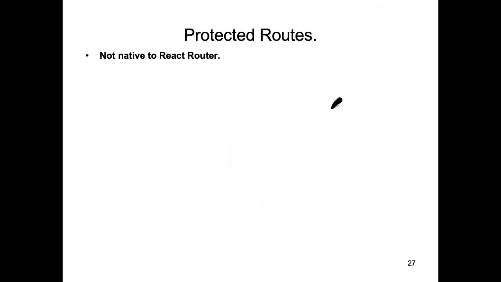So the inbox page and the profile page were protected routes, but there's no actual way of implementing protected routes or private routes using the React Router library. It just doesn't provide a solution, unfortunately. So we've got to build our own custom solution.